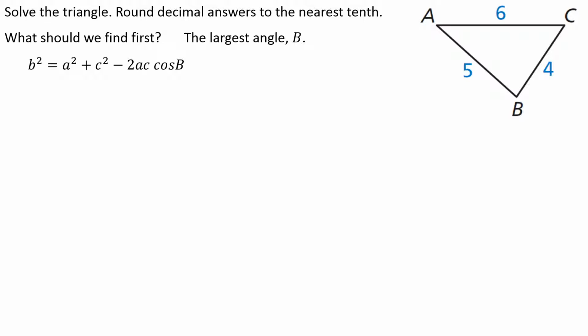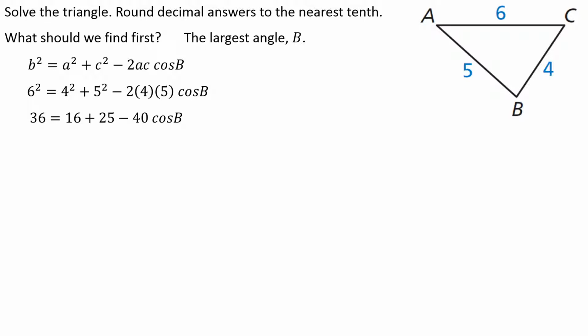Okay, so since I want angle B, this is the equation I have to use. b squared equals a squared plus c squared minus 2ac cosine B. Lowercase b, of course, is 6. Lowercase a is 4. Lowercase c is 5. 2 times a times c becomes 2 times 4 times 5. Cosine of B, well, I'm stuck with cosine of B. I don't know what B is.